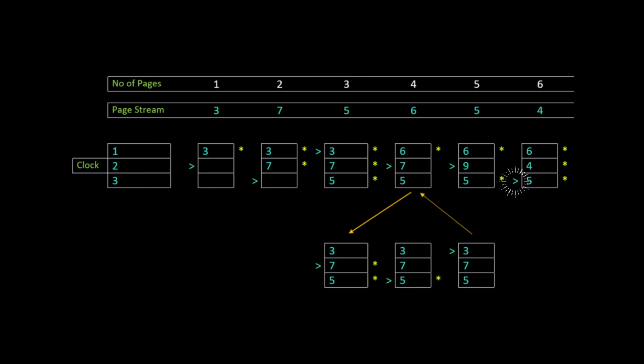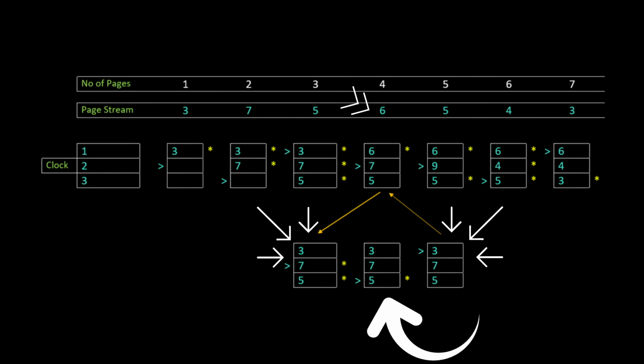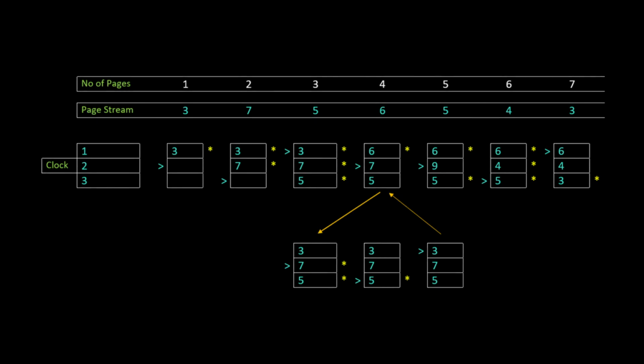Now the arrow pointer points to 5. So we go to the next page stream, which is 3. Here you can see all the frames have been occupied and each of them has the use bit set. So we repeat the same process like page stream 6 that we have discussed earlier. Pause this video and try to calculate by yourself and check if you get the same answer.